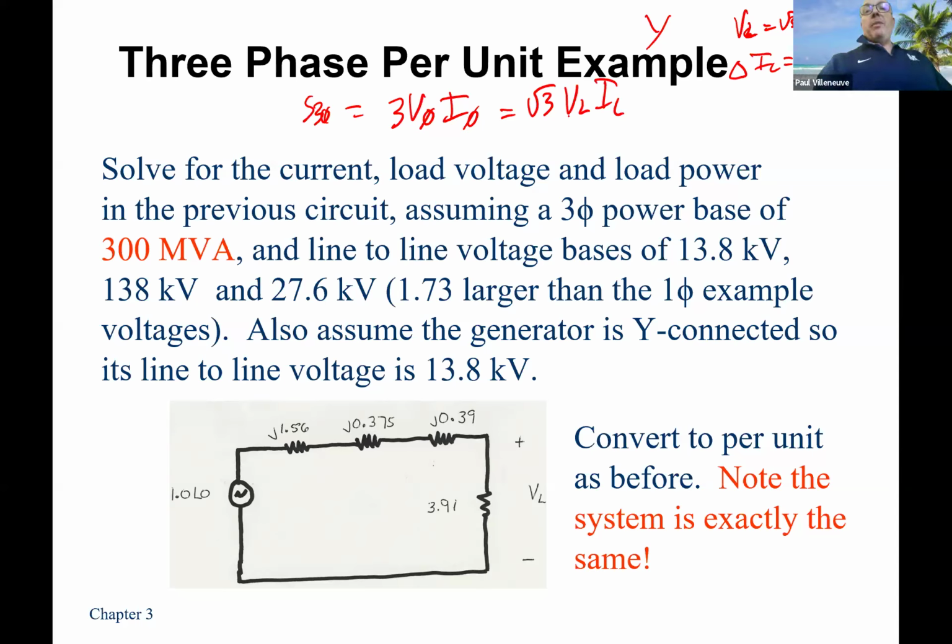It's either going to work out because in a Y, we know that I line and I phase are the same, but V line and V phase are off by the square root of 3. So I got to have my square root of 3 there. In a delta, we know that I line is off by the square root of 3 from I phase, but V line and V phase are the same. So this equation right here is way more useful to use because I don't have to keep track.